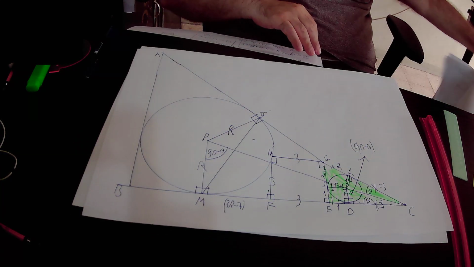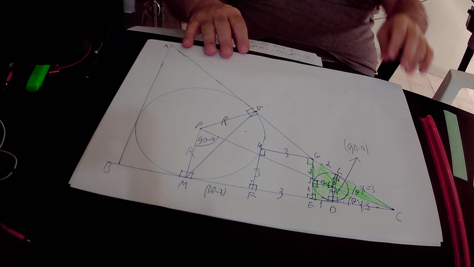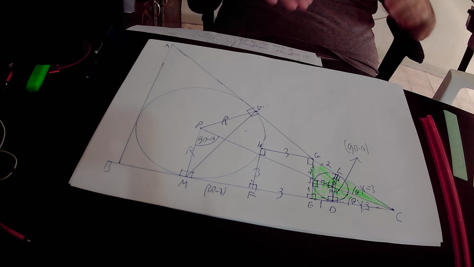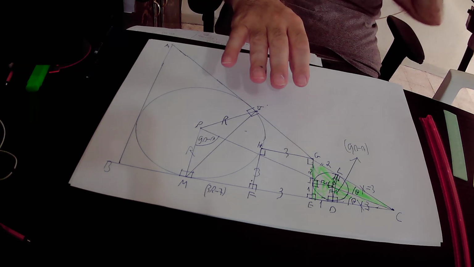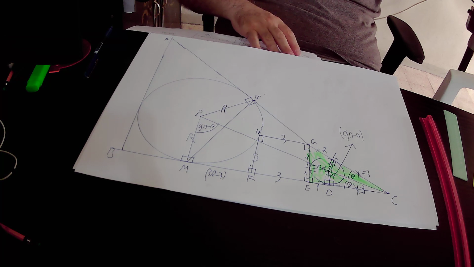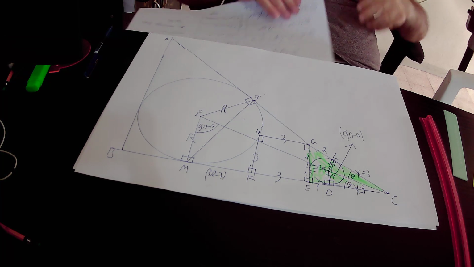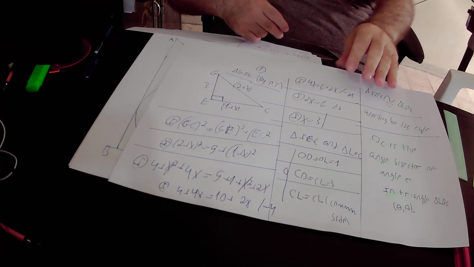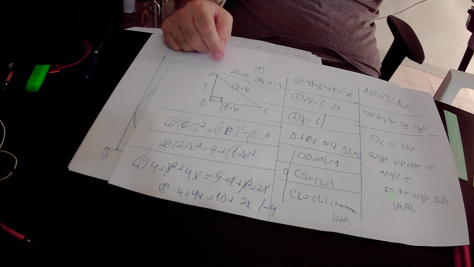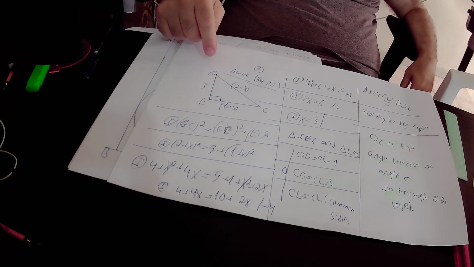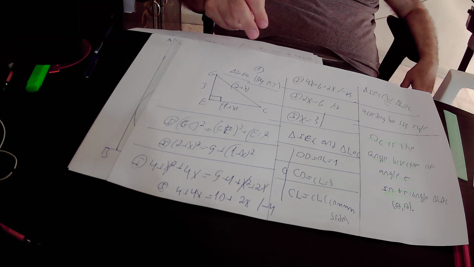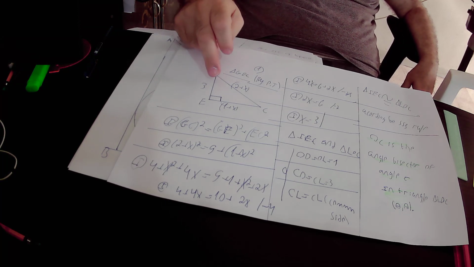So here, we implemented all 3 rules in order to arrive at this drawing. Then we applied the Pythagoras theorem on triangle GEC. According to the Pythagoras theorem, the square of the hypotenuse equals the sum of the squares of the perpendicular sides, that is to say GC squared equals GE squared plus EC squared. GC equals 2 plus x, GE equals 3, and EC equals 1 plus x.